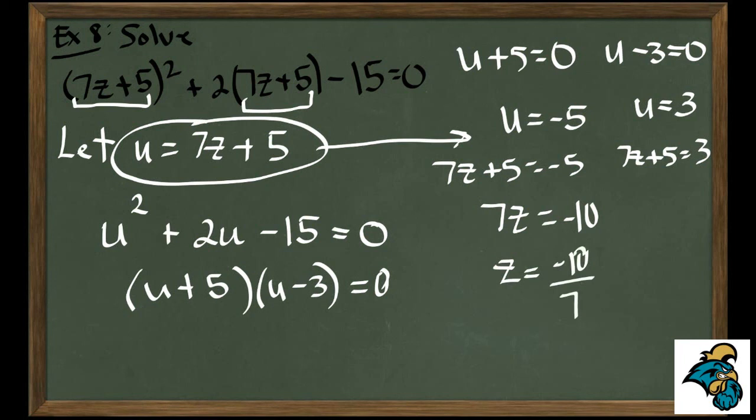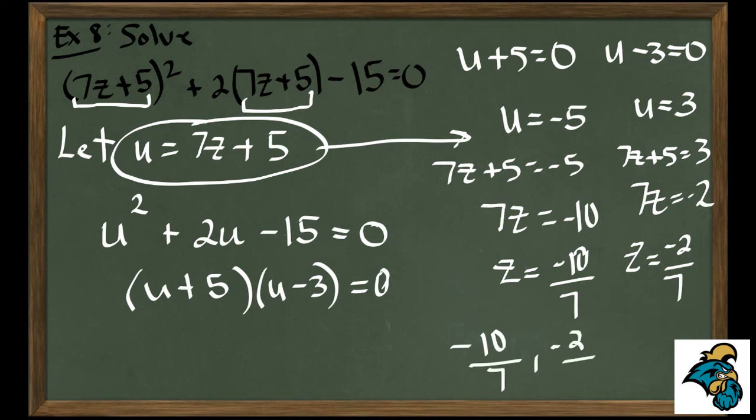My second equation, I'm going to subtract 5 from both sides again, so that gives me 7z is equal to negative 2. Divide both sides by 7 again, I'm going to get z equals negative 2 sevenths. So I have two solutions, negative 10 sevenths and negative 2 sevenths.